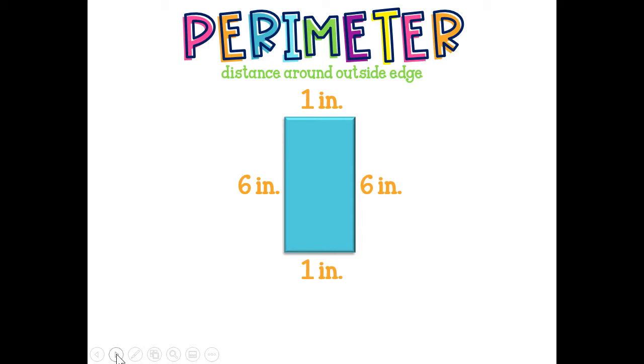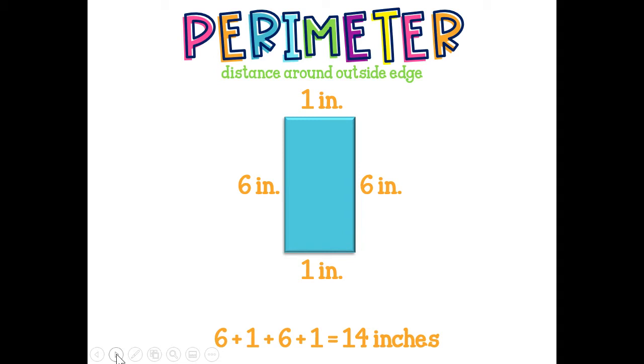So if they don't give you all of your side lengths, think about what kind of polygon it is. A lot of times, like if it's a rectangle or a square, your opposite sides will be equal to each other. Now that I have all four sides, I'm going to write all four numbers in my equation to find the perimeter. 6 plus 1 plus 6 plus 1 equals 14 inches.